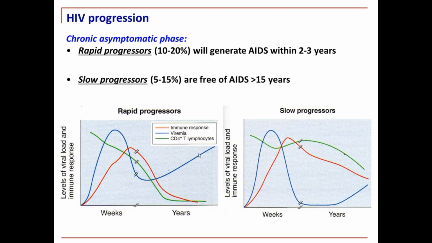Then we have our slow progressors. This is about another 5 to 15%, and they're free of AIDS for more than 15 years. Again, if we're having a little look at this, you can see the viremia goes up, goes down, and goes down very low for an extended period of time. Whereas the CD4 count stays at a decent level for a decent amount of time, and therefore so does your immune response. But you can see over time, those slow progressors will kick off, and they will last a little bit longer.